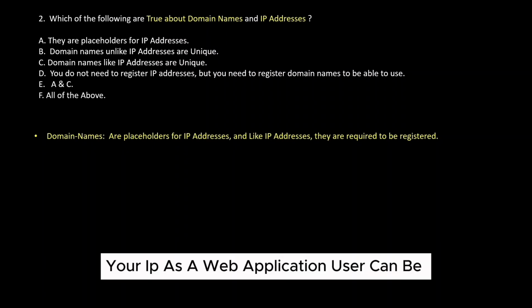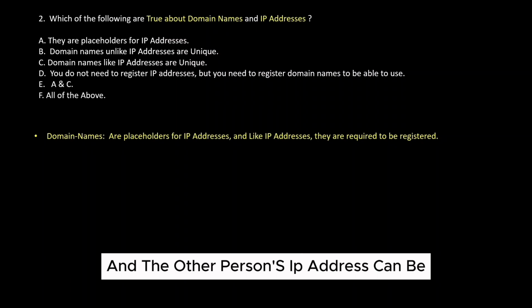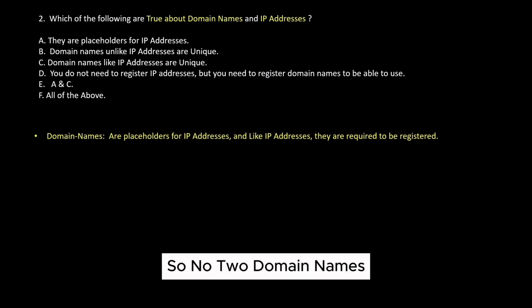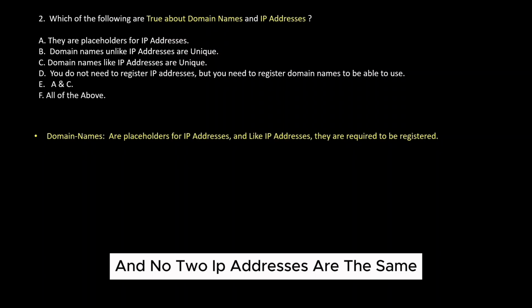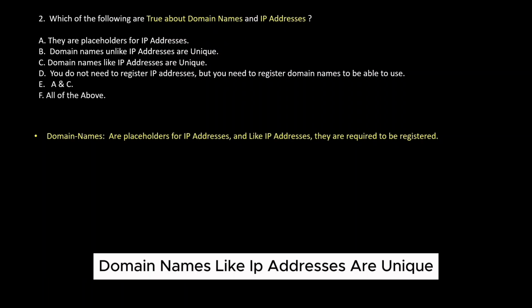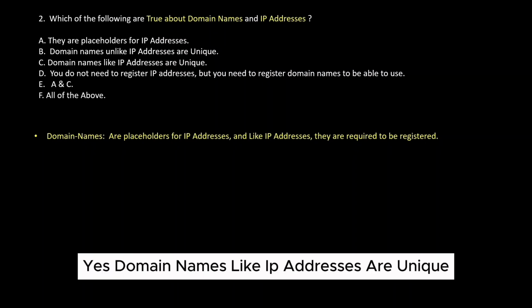Your IP as a web application user can be 192.168.1, and the other person's IP address can be 64.233.189.147. So no two domain names and no two IP addresses are the same. So option B is wrong. Option C, domain names like IP addresses are unique. From the definitions we are given, yes, domain names like IP addresses are unique.